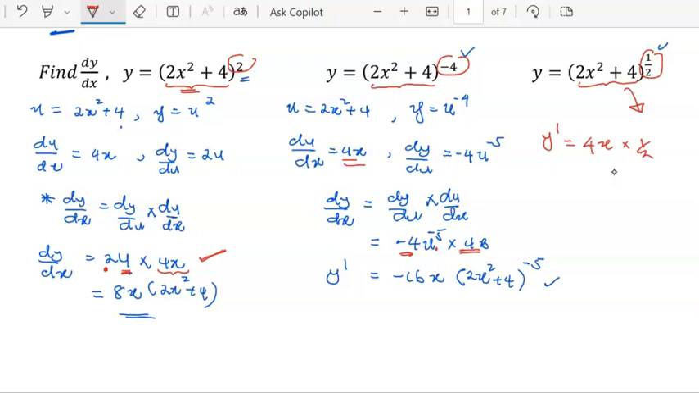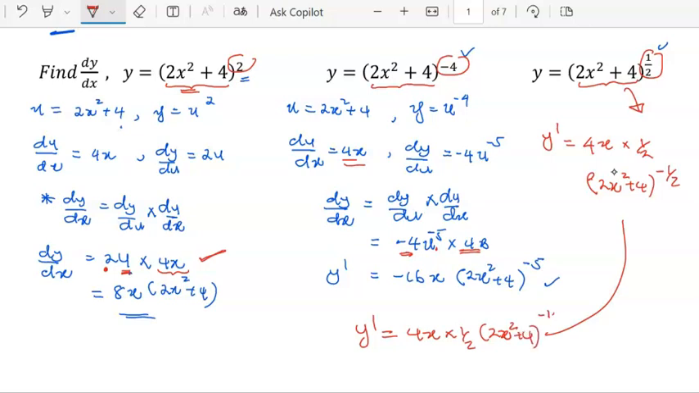And then this function here loses one power and becomes what? And becomes 2x plus 4 to the power of negative what? Negative a half. So your answer for this, the derivative, is 4x times a half, and then (2x squared plus 4) to the power of negative a half. This is the shortcut, but still you have to be able to know how to do all of this.